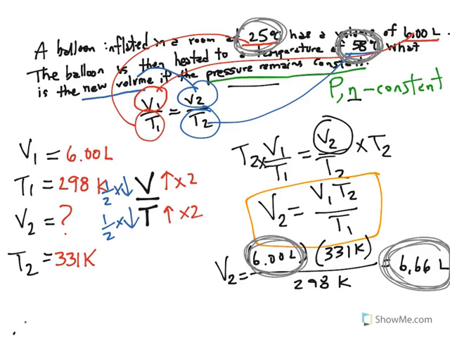So this problem seems to make sense, and our answer seems plausible. So this is an example of how you would solve a gas law problem when pressure and the number of moles are constant, and V and T are the ones changing. All right, now we're going to go ahead and move on to the next gas law.